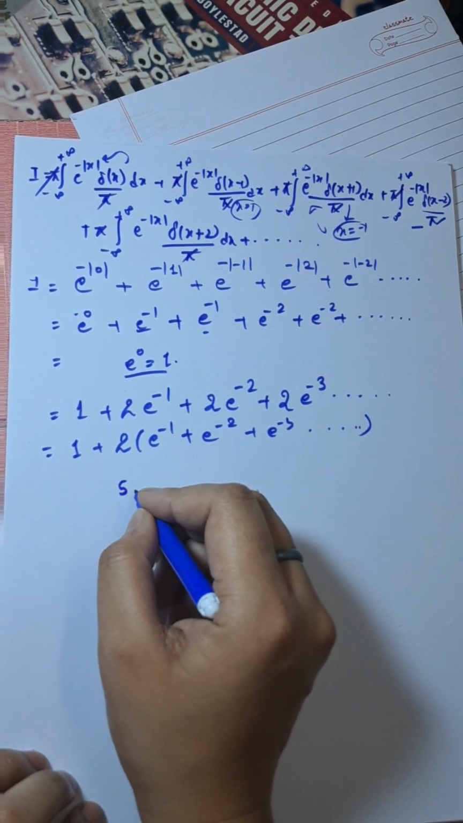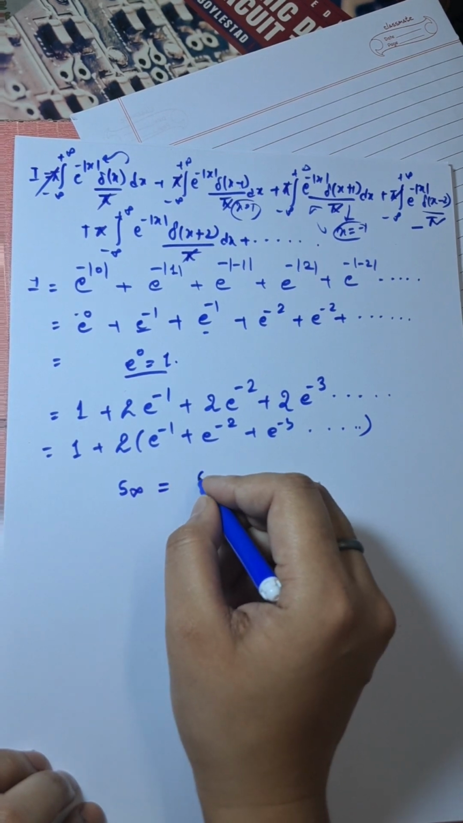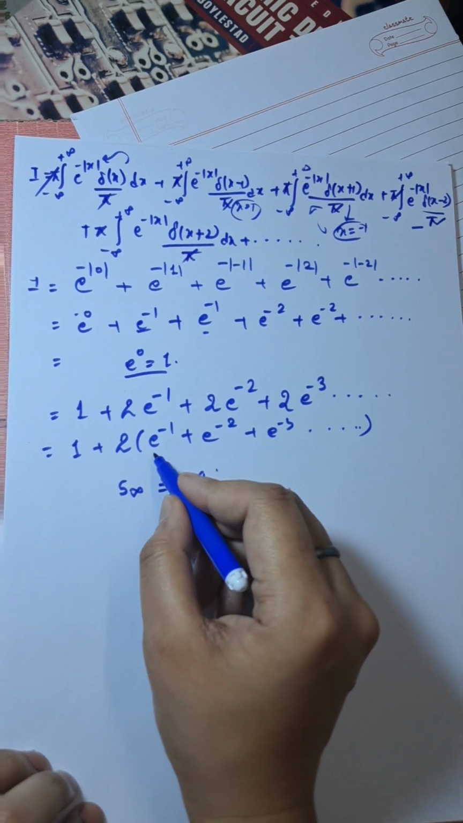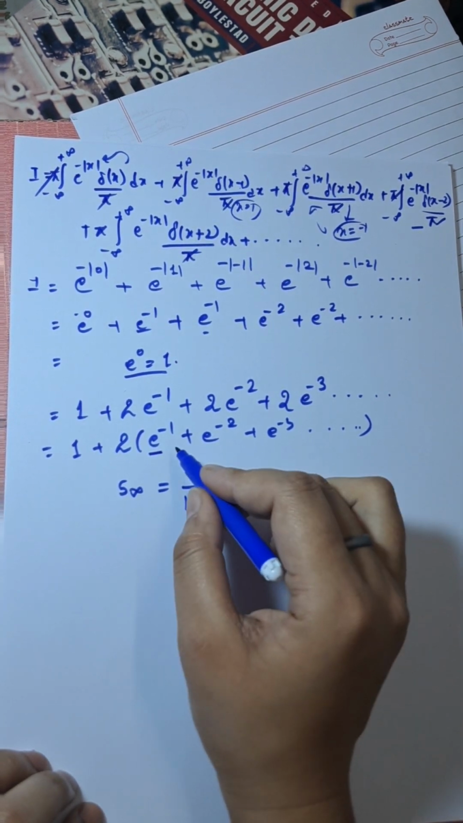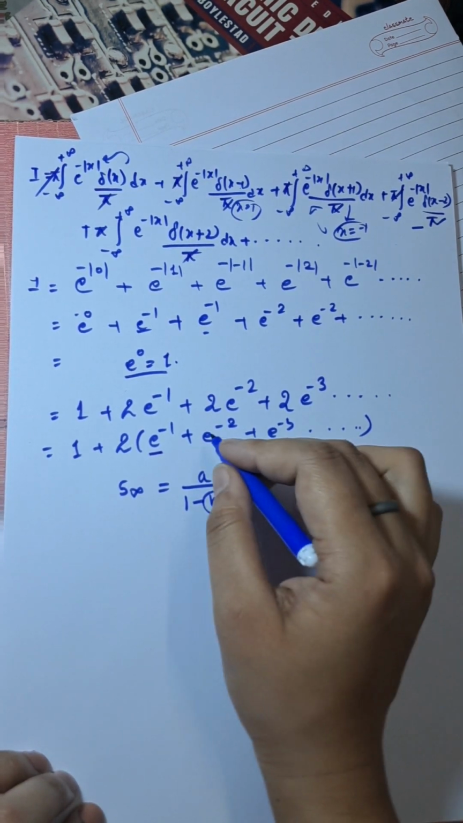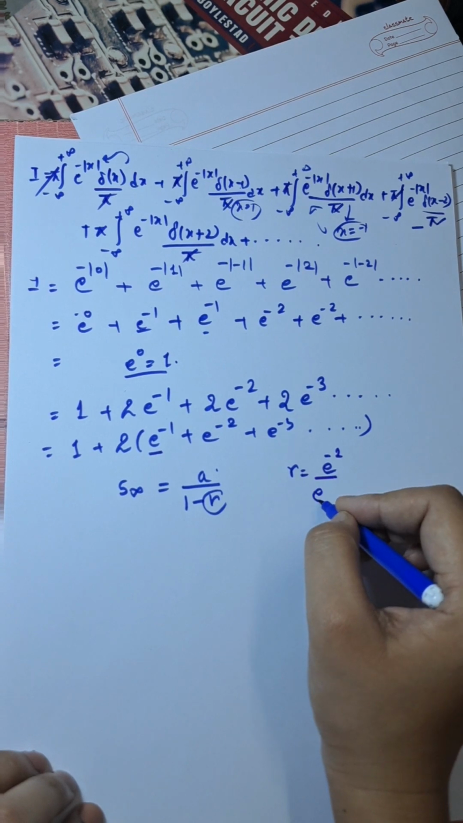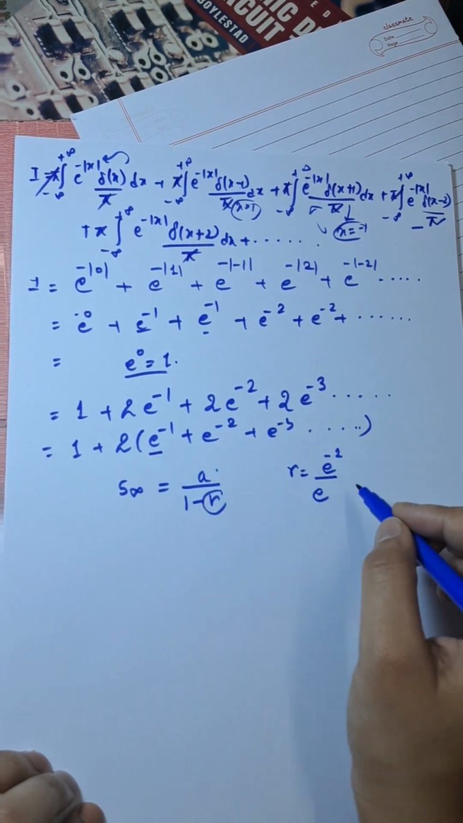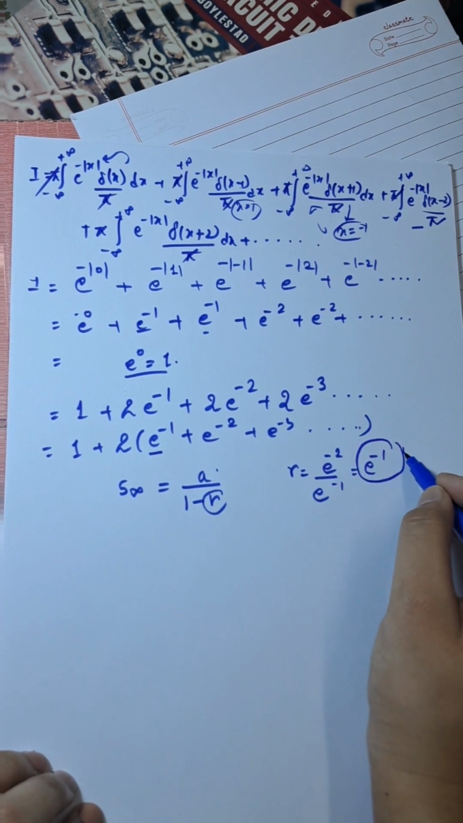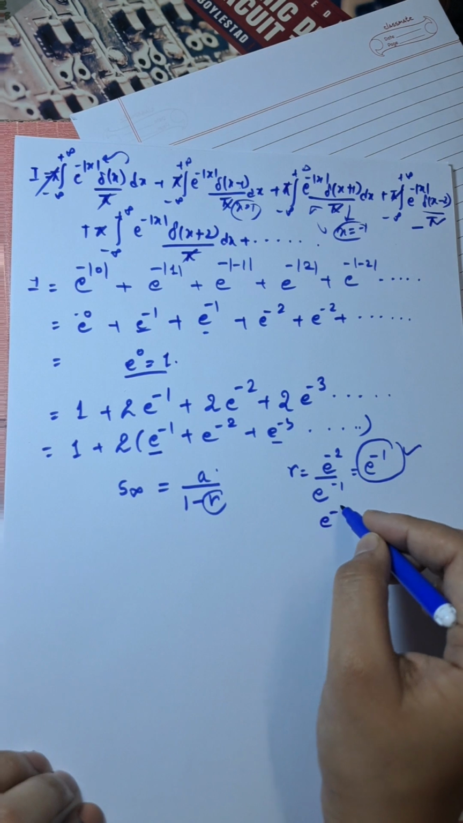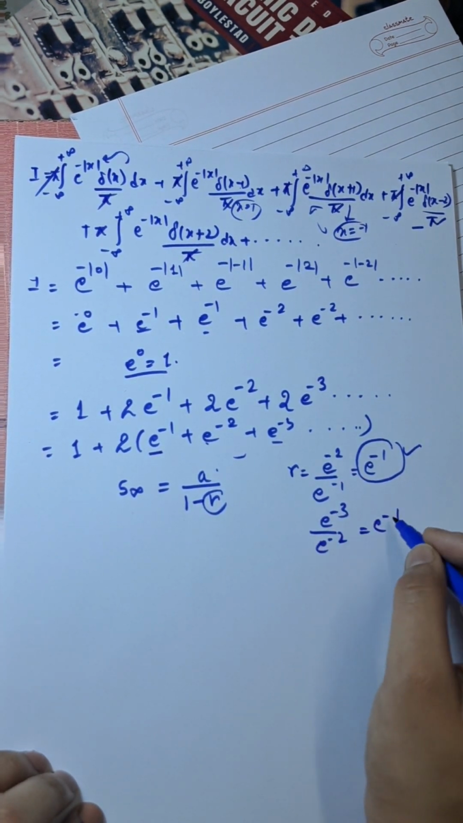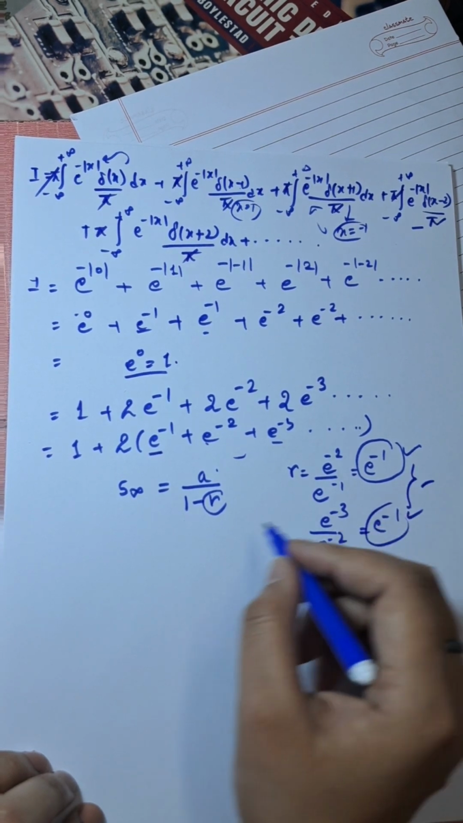Now we know that the sum of an infinite series is given as a upon 1 minus r, where a is the first term of the series and r is the ratio between them. So here the ratio is what? Let us take the second term and divide it by the first term. So we'll get e to the power minus 1. So this is the ratio. You can take this one also, e to the power minus 3, and divide it by this term. So you'll get e to the power minus 1. So we know that this is the ratio.